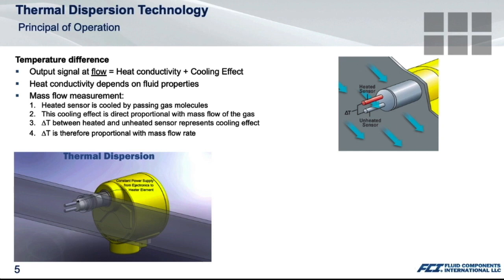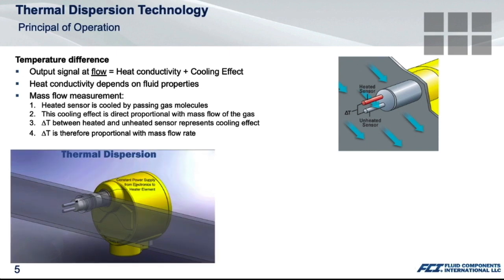Therefore, the difference in temperature is proportional with the mass flow rate. And here you can see a depiction of the molecules of the gas passing by the flow element, and you see that gas molecule starting to cool that active RTD, the heated RTD, and as flow increases, it cools it even more. So therefore, we're providing a true mass flow with that flow element, one sensing element in the pipe.